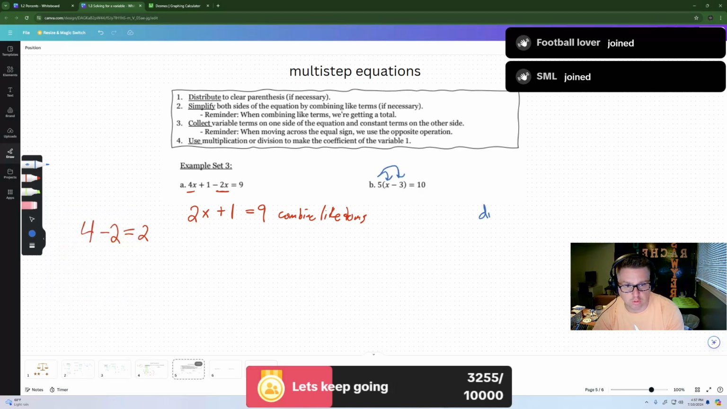So we're going to do the distributive property. And we're going to do 5 times x to get 5x, and then 5 times 3 to get 15. Keep the sign in between them, equals 10.